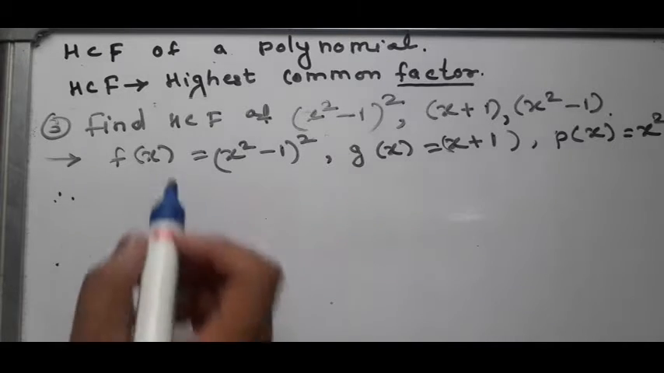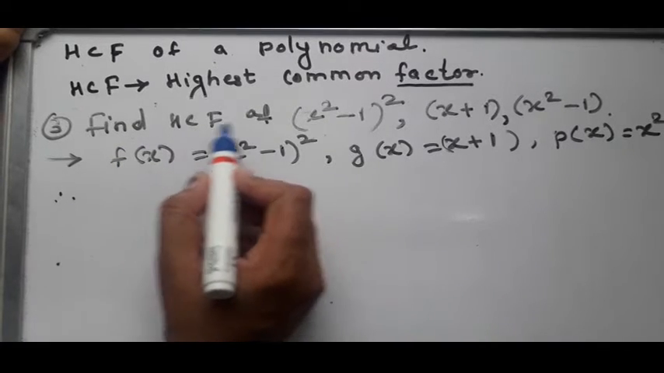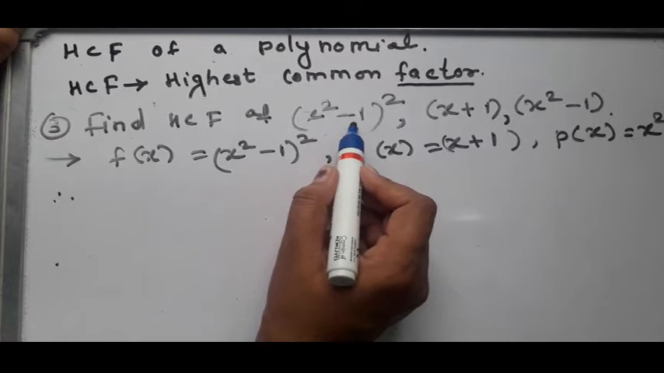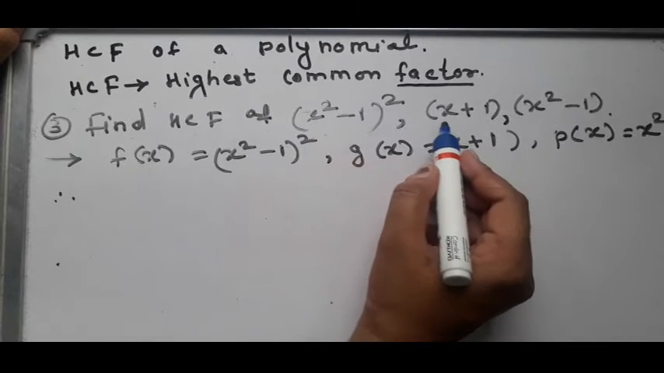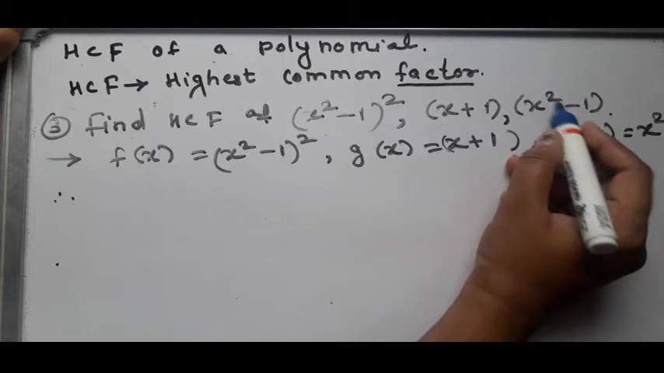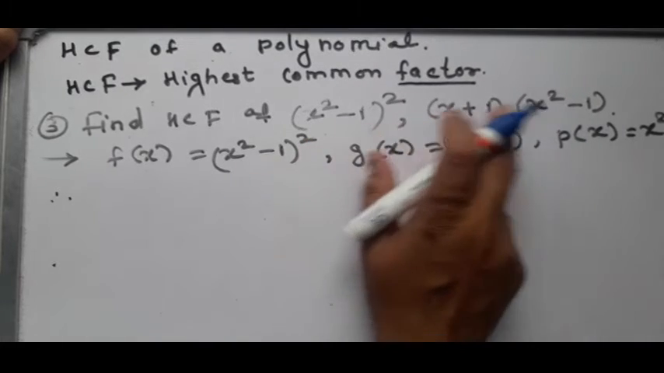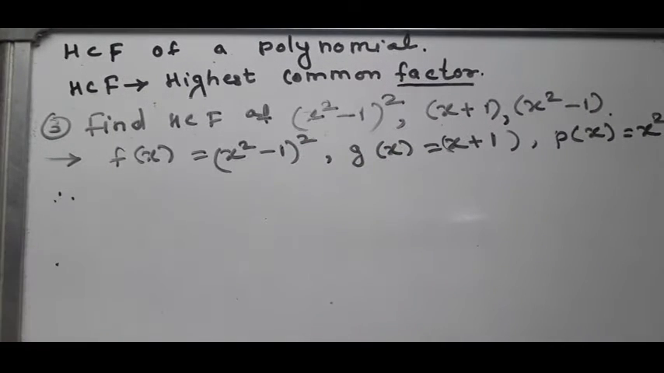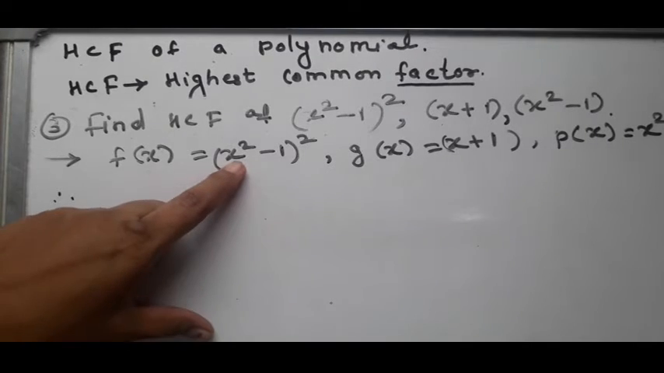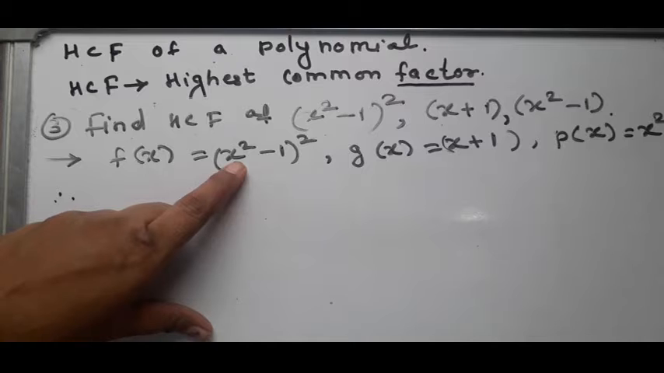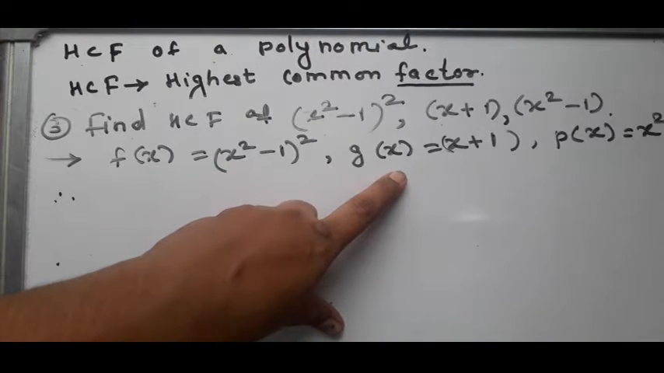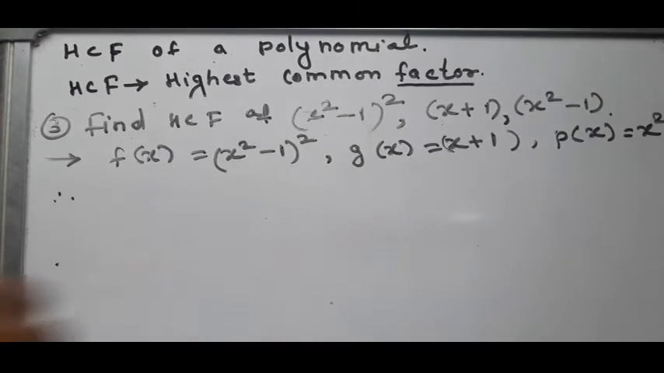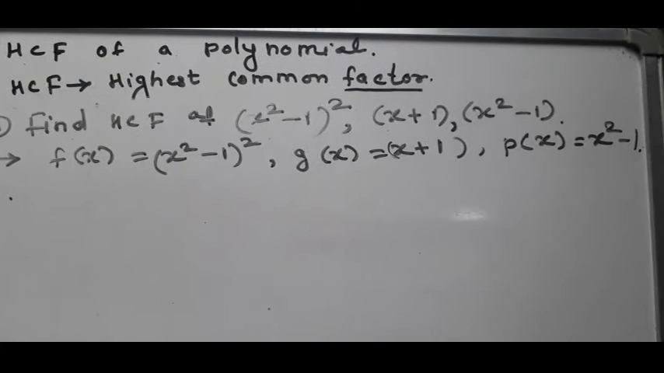Let us see another example. Find HCF of x square minus 1 whole square, x plus 1 and x square minus 1. Here 3 polynomials are given and we have to find HCF of these 3 polynomials. First of all, we will write f of x equal to x square minus 1 whole square, g of x equal to x plus 1 and p of x equal to x square minus 1.